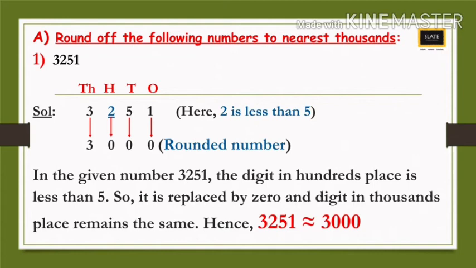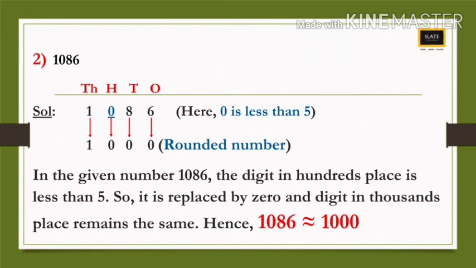Therefore, we can call it 3251 is approximately equal to 3000. Understood? Now let's see one more question. That is, round to the nearest thousand the number 1086. Now for this number, we need to find the nearest thousand. Okay, so the ones place and tens place digits will be zeros, and the compare digit, the hundreds place digit, is 0 there. So now the digit we are comparing is only 0, children.